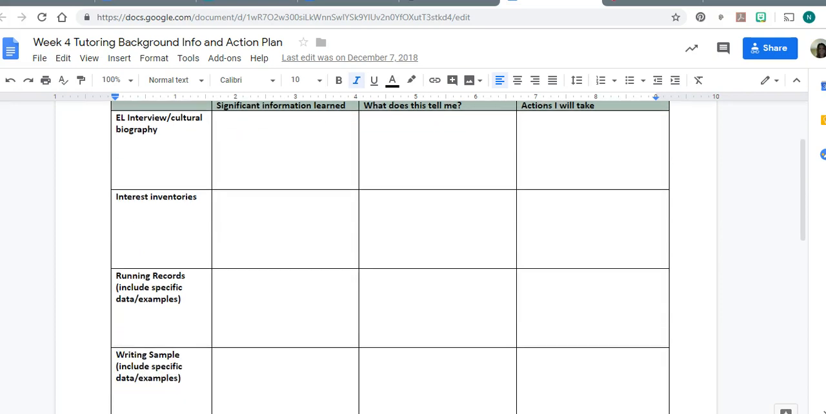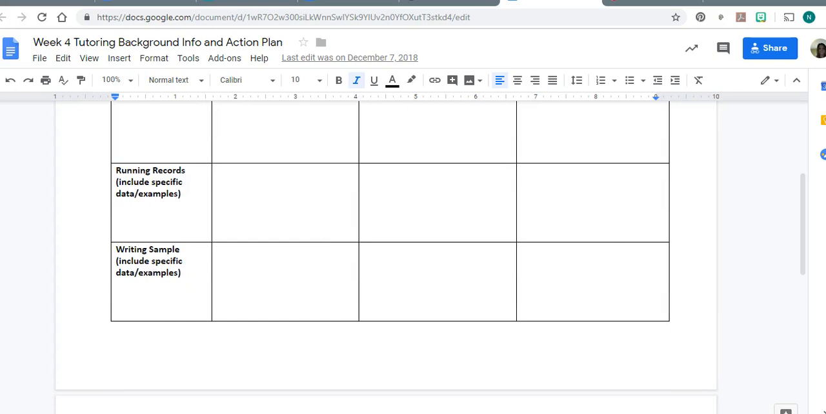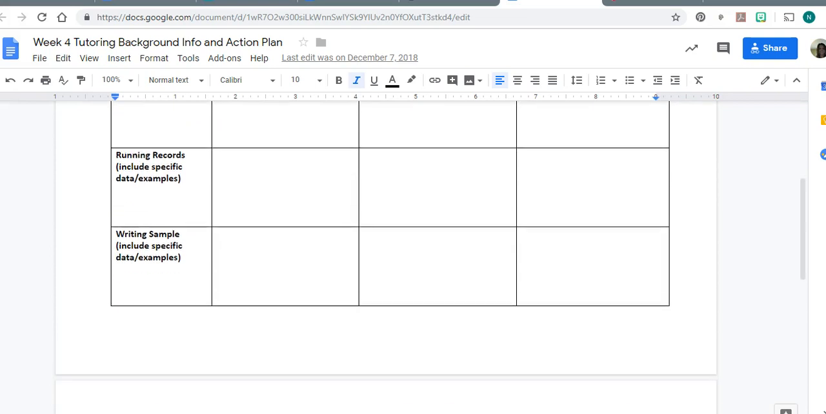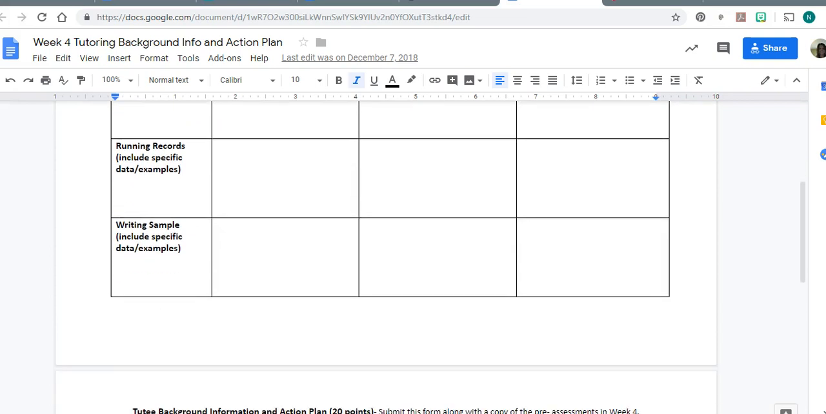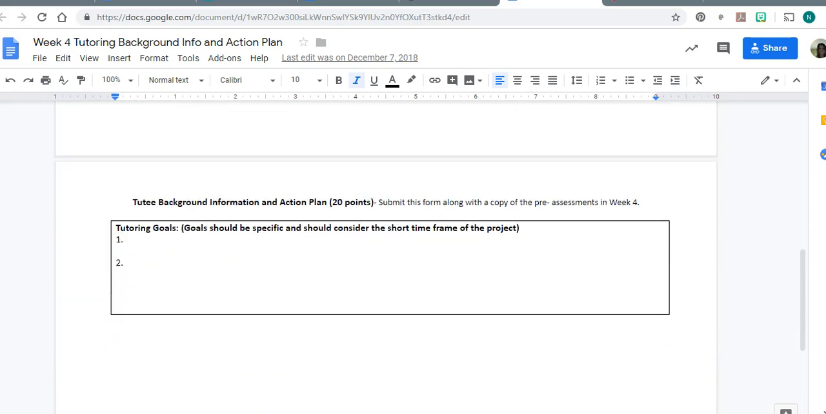And then interest inventory has to do with, well, just that, their interests. What did you learn? And then there's a place here for writing record data and the writing sample data. And so you'll include information on both and then talk about how that will impact your planning for lessons. And then the most important part is down here, your tutoring goals.